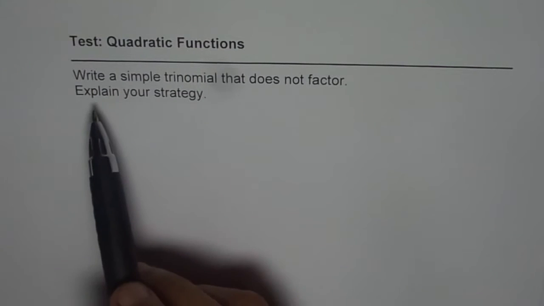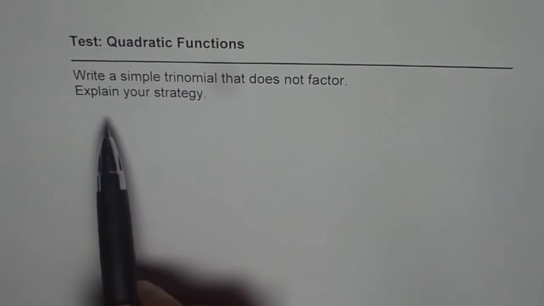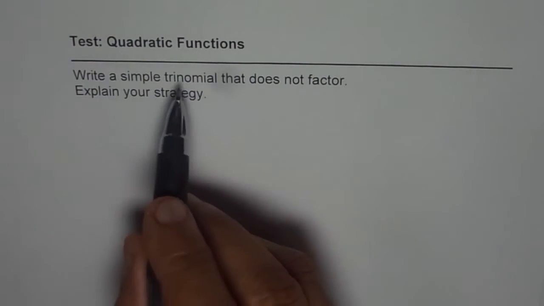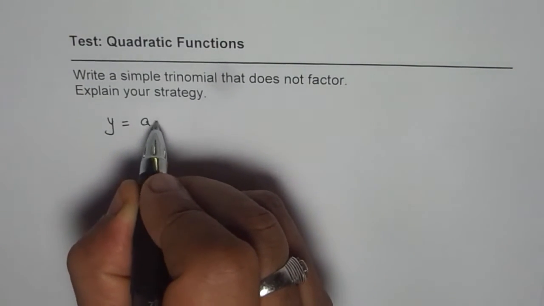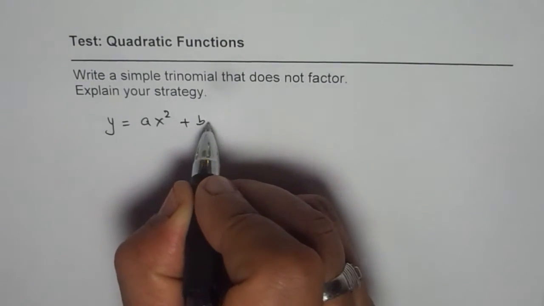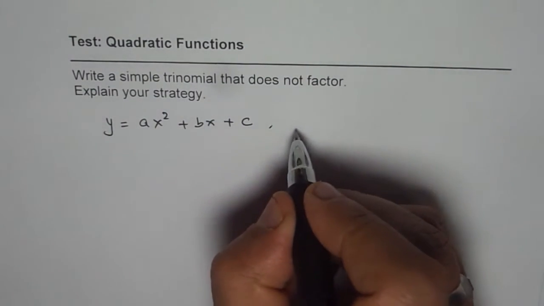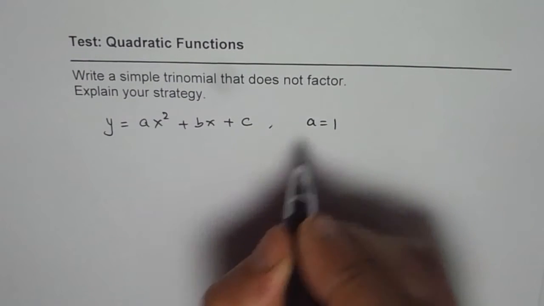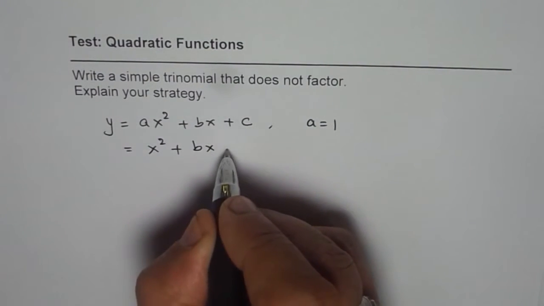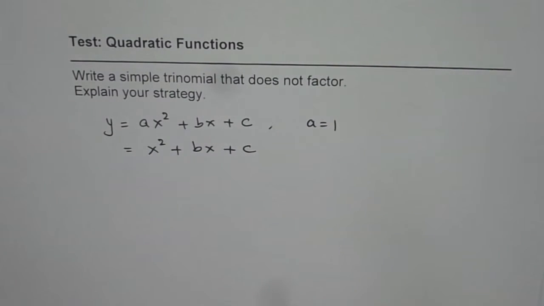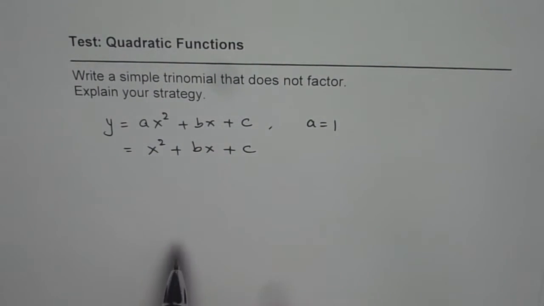The question here is, write a simple trinomial that does not factor. Explain your strategy, right? So trinomial means what? So we'll write a simple trinomial. Normally it is ax squared plus bx plus c. When we want to make it simple, we'll say if a equals 1, in that case we write this as x squared plus bx plus c. So that becomes a simple trinomial, but we need to give an example that does not factor.